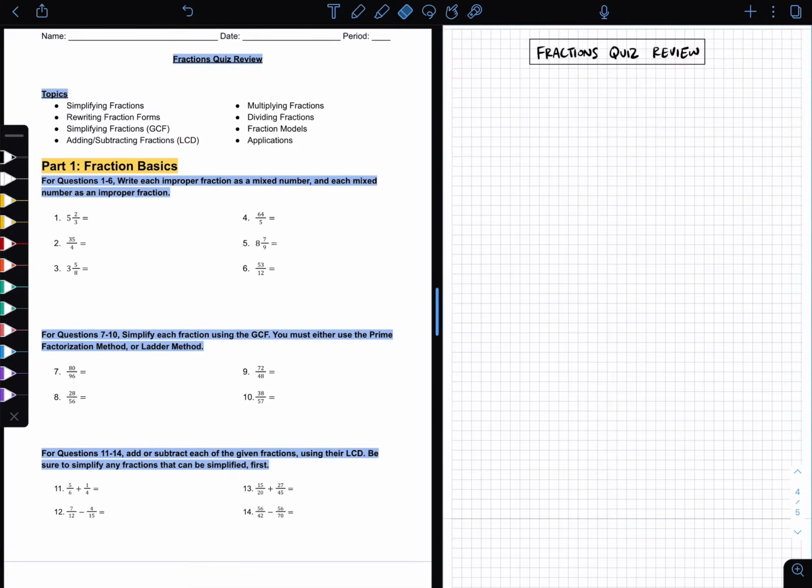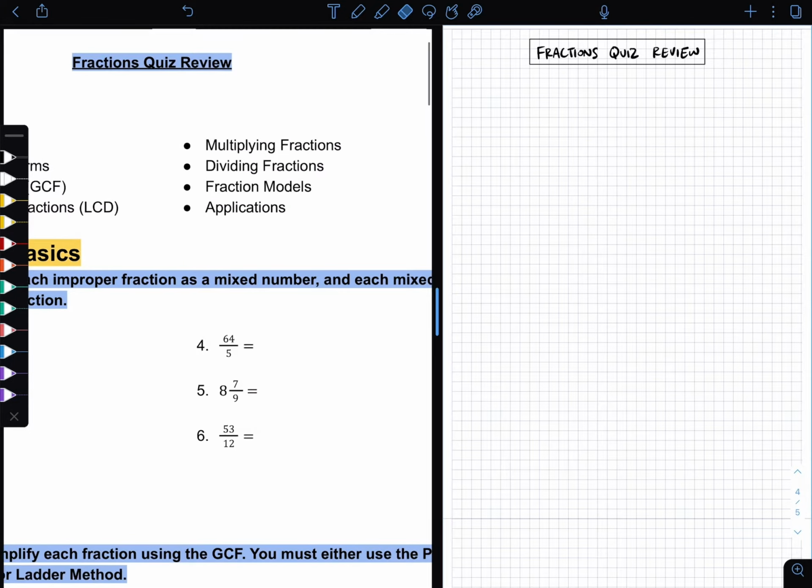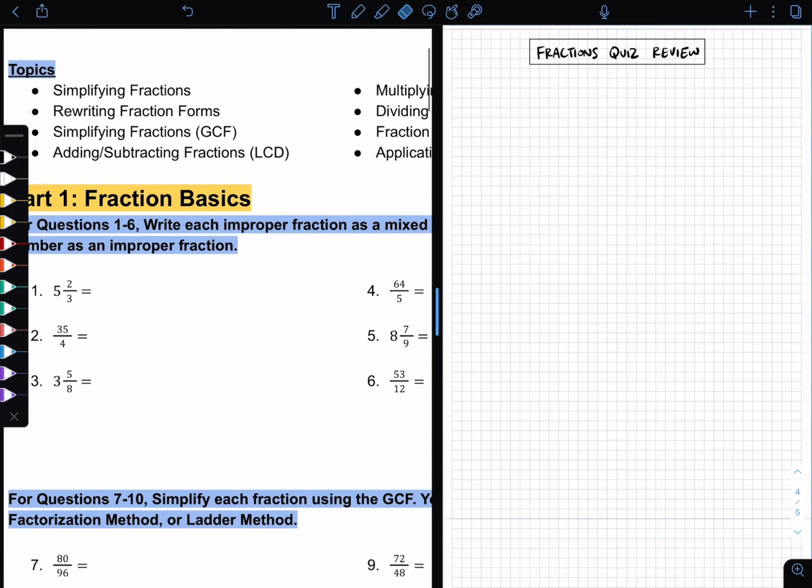In this video, let's do a little bit of review for fractions. I'll go over some basics with impropers and propers, as well as mixed numbers, simplifying fractions using the GCF, adding, subtracting using the LCD, as well as multiplying and dividing, talking about some fraction models, and maybe some applications as well. So let's get right into it.